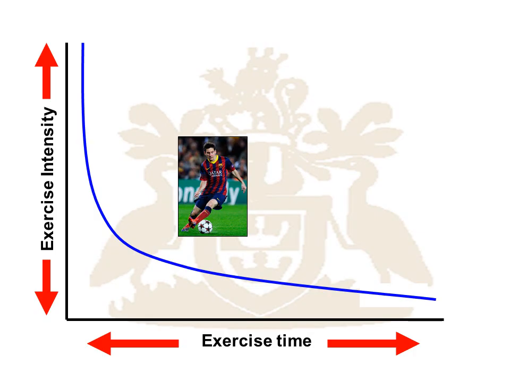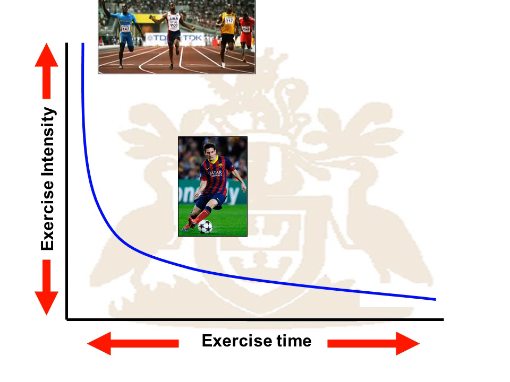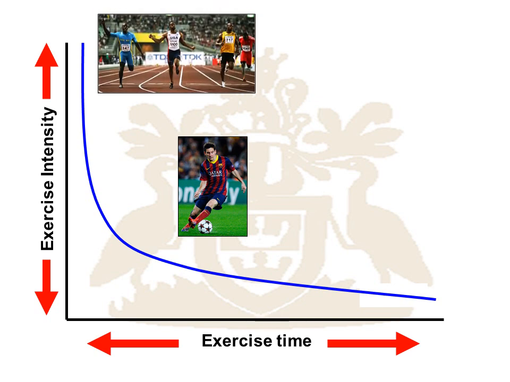Now, here's our energy spectrum, and in the middle of the energy spectrum, you can see we've got a football player. Now let's show you why football sits there. Well, at the top end of the spectrum, we'd have something like 100 meter sprints. So you can see that the intensity is very high, but the ability to sustain it is very short. So they can't sustain that intensity, as again the Gaston data shows us, for a prolonged period of time.